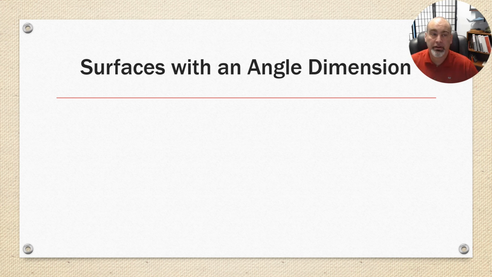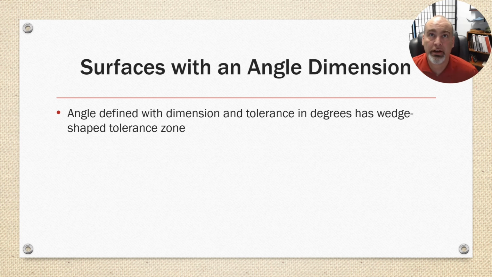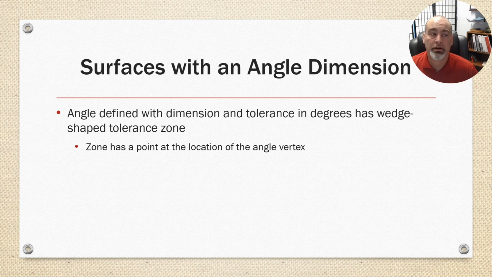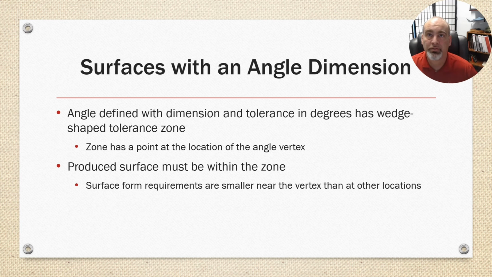Surfaces with an angle dimension. An angle defined with a dimension and tolerance in degrees has a wedge-shaped tolerance zone. The zone has a point at the location of the angle vertex. The produced surface must be within the tolerance zone. The surface form requirements are smaller near the vertex than at other locations, the way this is measured.